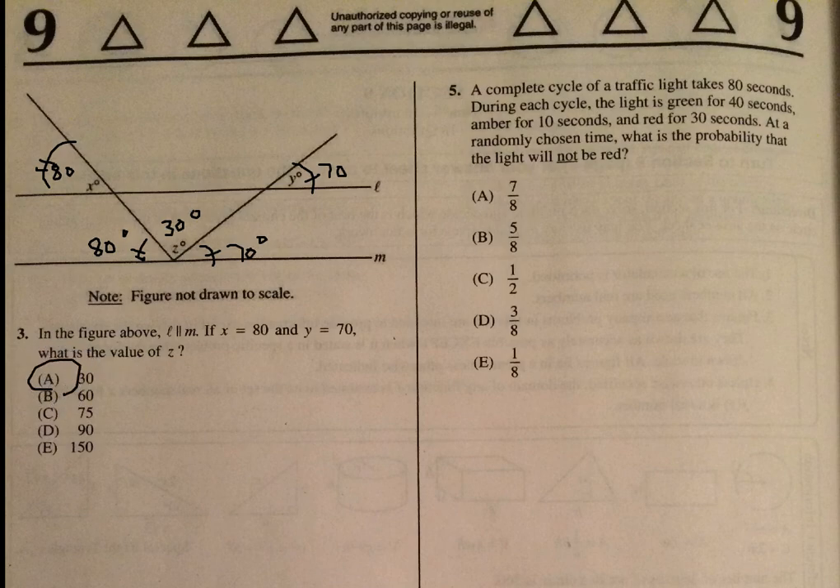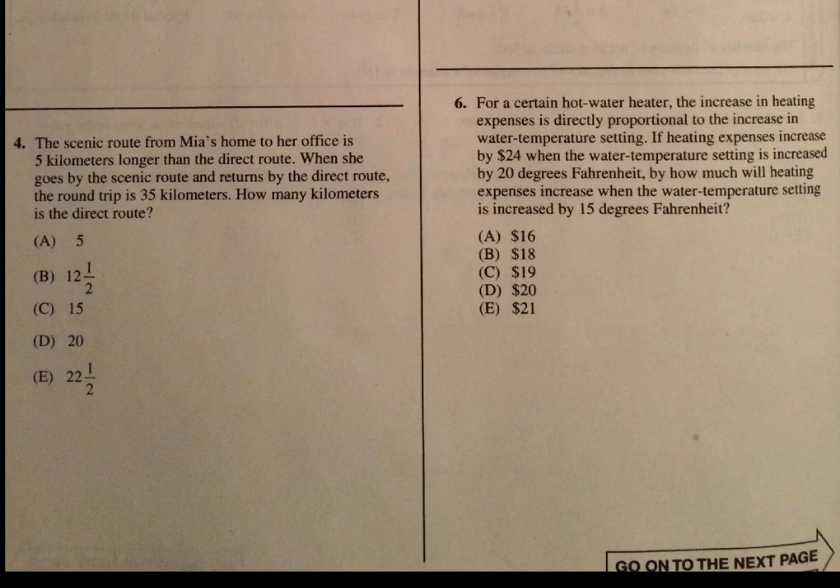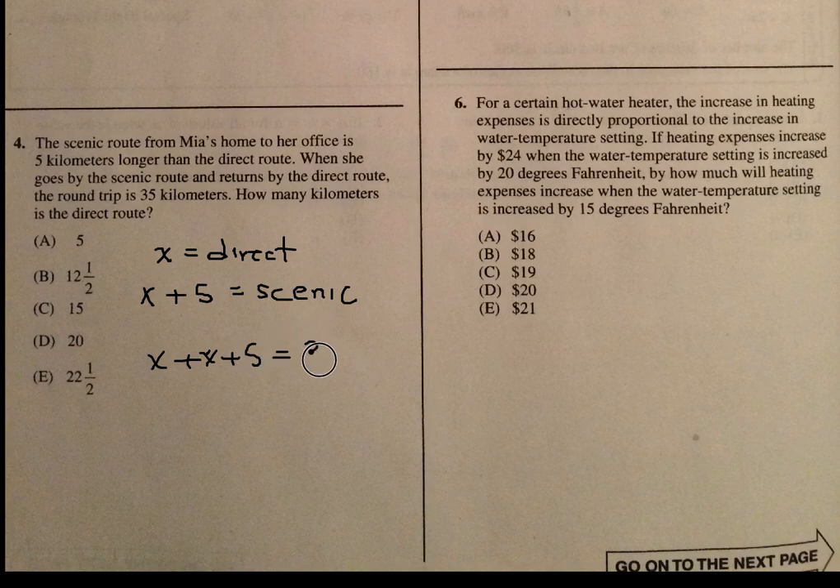Next one. This is not nearly as bad as that last section. The scenic route from Mia's house to her office is 5 kilometers longer than the direct route. So if x is the direct route, x plus 5 is going to be the scenic. The round trip is 35, so x plus 5 plus x plus 5 is going to equal 35. So you get 2x equals 30. The direct route is going to be 15. Make sure you answer the right question. If they would have said scenic, you would have to make sure you added 5 onto it.